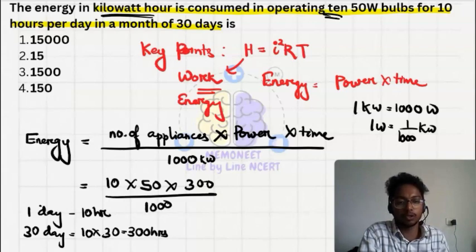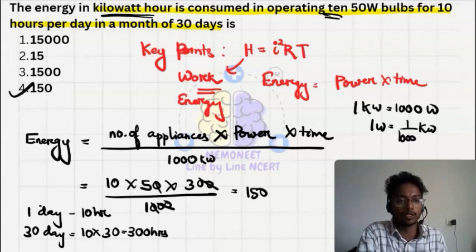1000. If I solve this, the 0 and 0 cancel, and here in the answer another 0 cancels. So 5 into 3 is 15, into 10 is 150. So our option 4 is our correct answer.